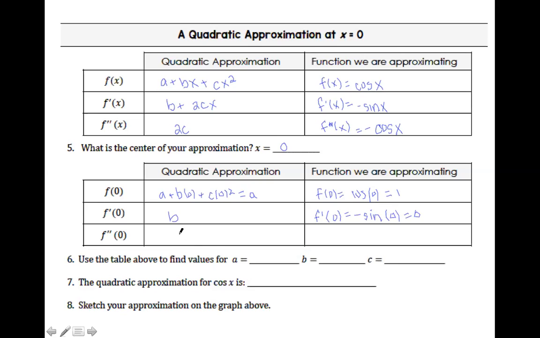Okay, now we're on the second derivative. If I substitute 0 in here, there's nowhere to substitute 0, so we have 2c. Right? We don't have any x's anymore. On our second derivative, f double prime of 0 would be negative cosine of 0, which would be equal to negative 1. All right, then it says use the table above to find values for a, b, and c. Well, in this case, we have our a. I'm going to switch colors here a second.